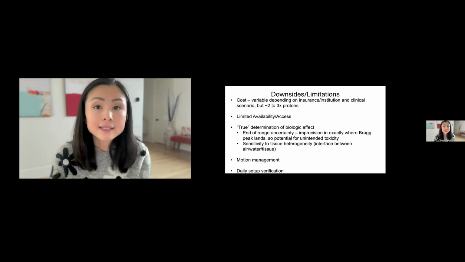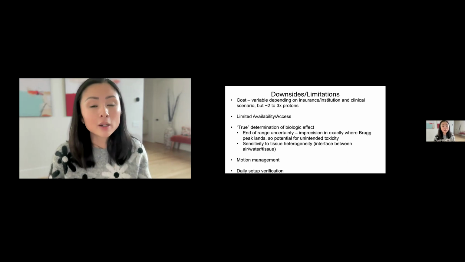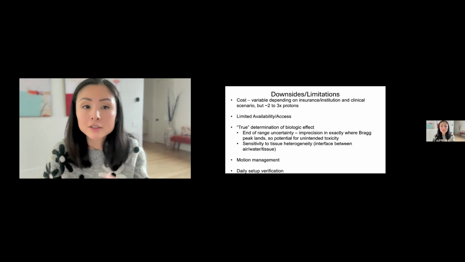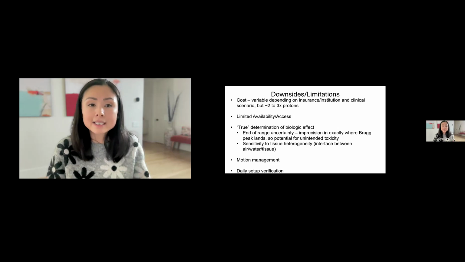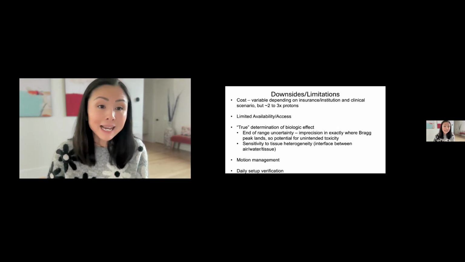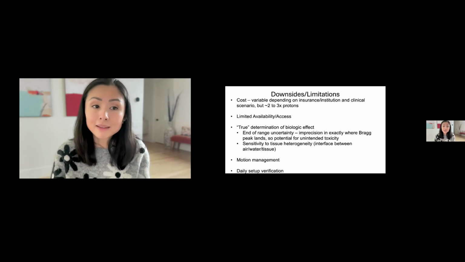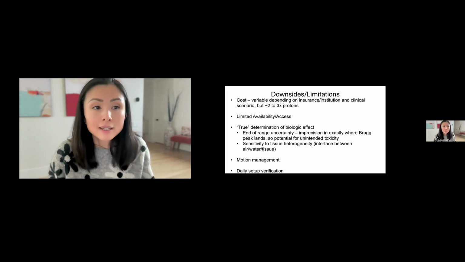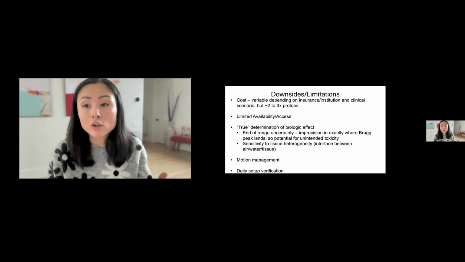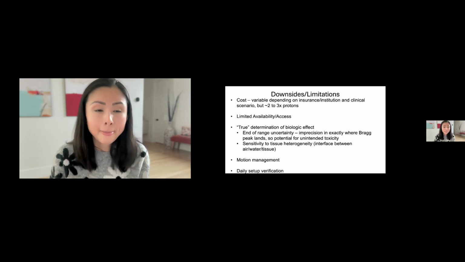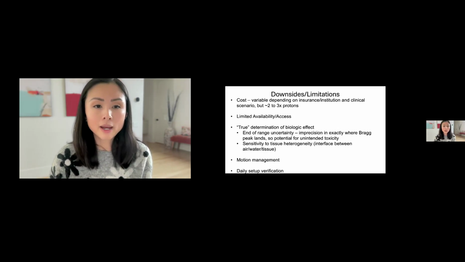However, there are downsides and limitations of protons as well. The first is cost, and this is variable depending on one's insurance, the institution delivering the treatment, also the clinical scenario, but generally estimated to be about 2 to 3 times that of photons. That's obviously a typo there. The second related to that is that there's limited availability and access to protons. So many places in the US and even more so globally don't have protons. So patients may have to travel very far to receive them. And the third, I'll explain a little bit more.